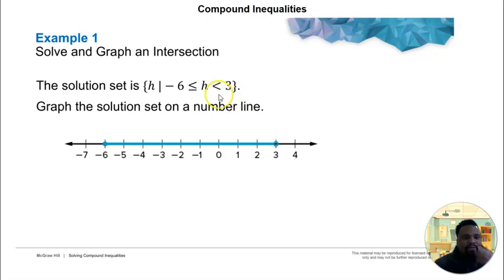Then think about it graphically. Since it's less than or equal to, it's going to be a closed circle on -6. Since it's a less than here, it's going to be an open circle on 3. So I've got a closed circle on -6 going all the way to an open circle on 3. All of these numbers will be part of your solution set for your compound inequality.